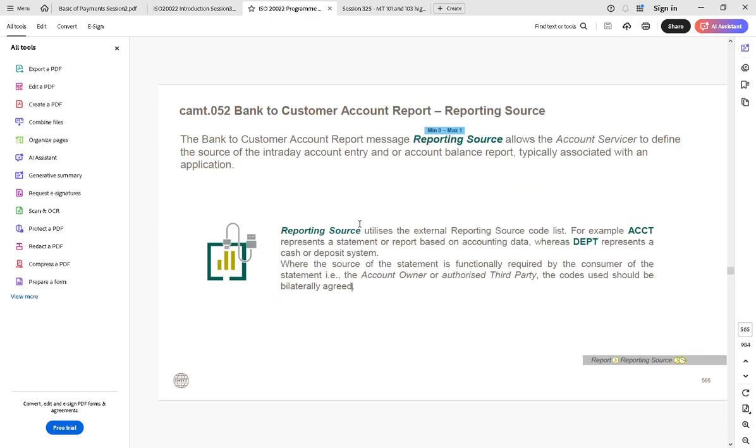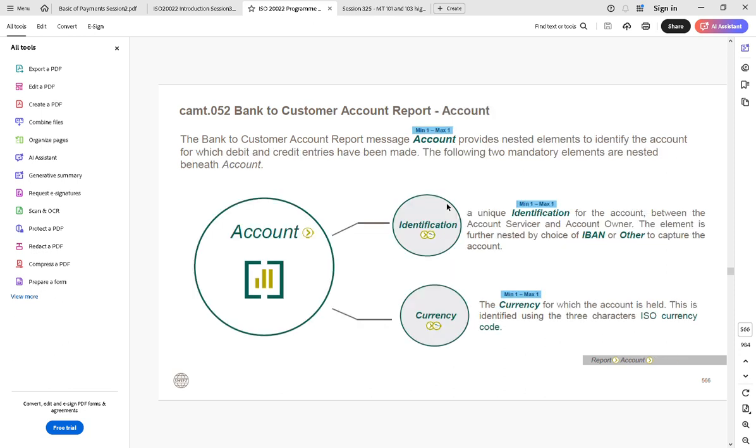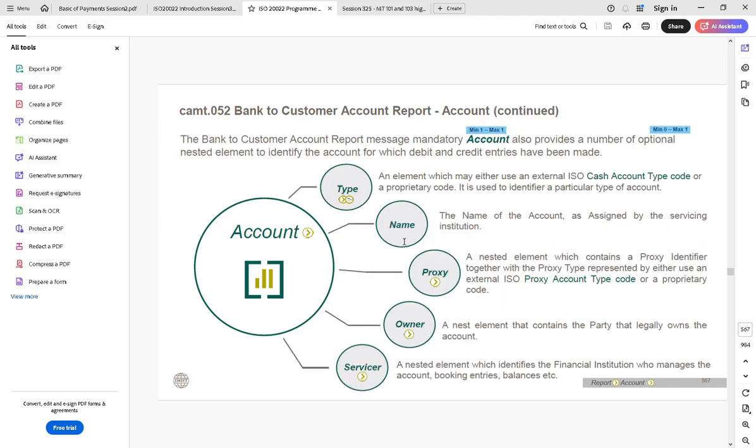Then reporting sequence, reporting source, from which account, the debtor account, that can also be mentioned, ID, currency, like IBAN, which is there in identification, IBAN or other. You can mention this if you remember. Inside this one, what is the content of the account: name, proxy, owner, services.